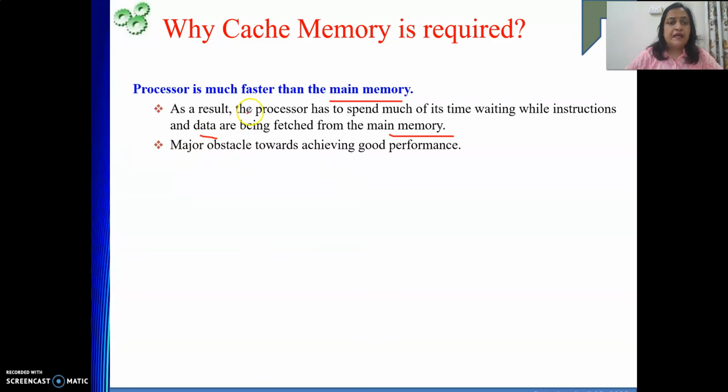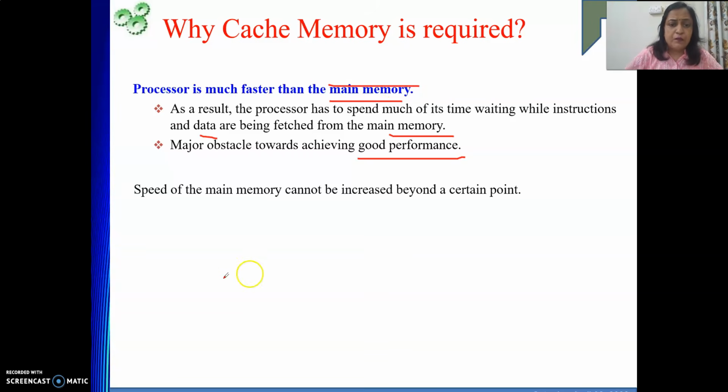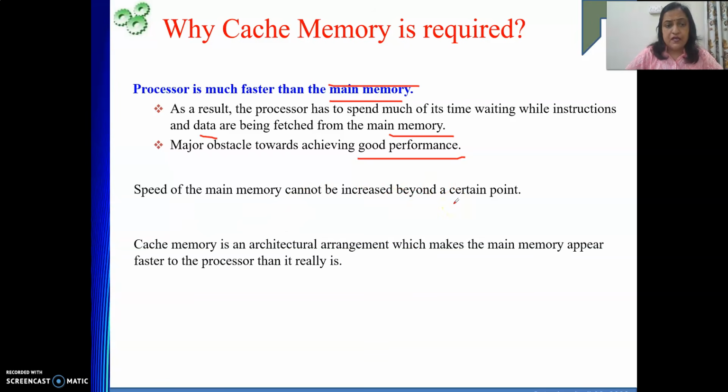So see here, this speed mismatch is a major obstacle towards achieving good performance, because our performance is going to be hampered due to the slower speed of the main memory, right? Another point is that the speed of the main memory we cannot increase beyond a certain point. So now the point is, what are we going to do?